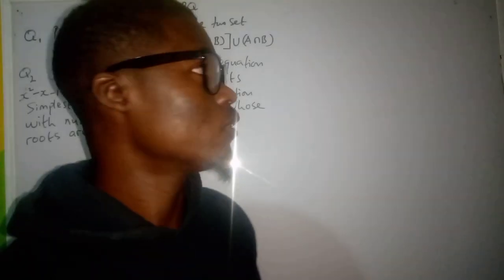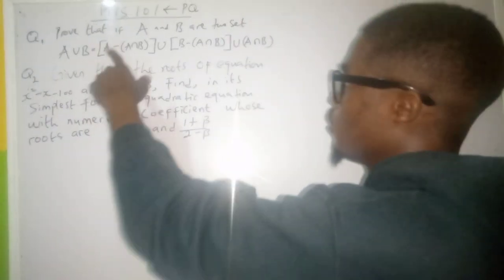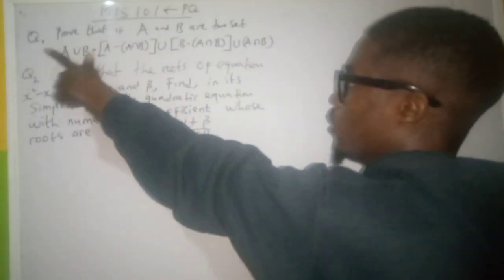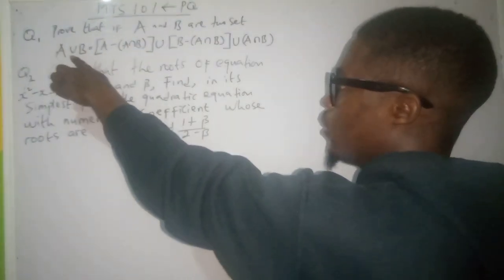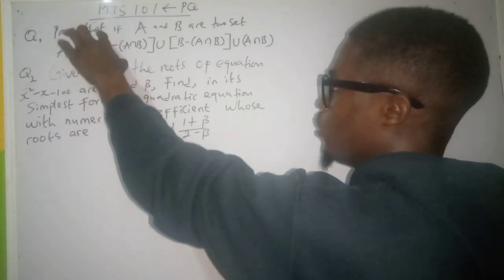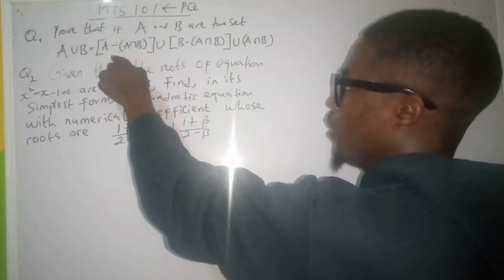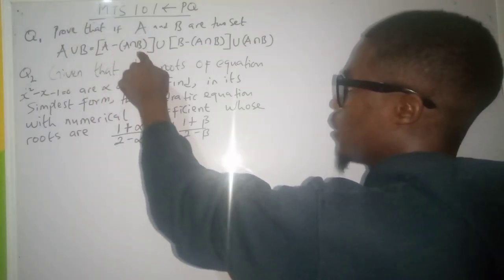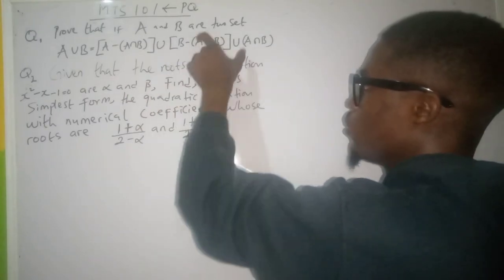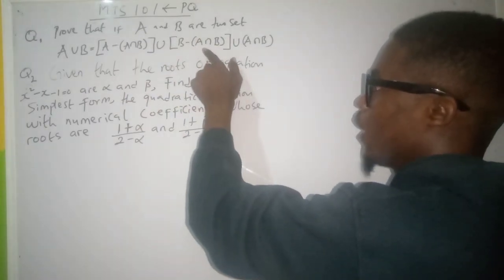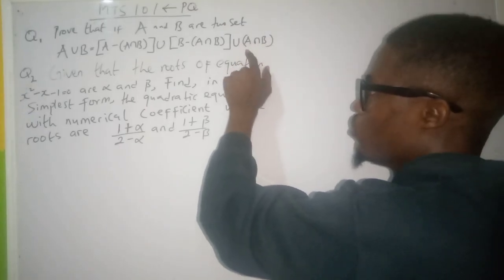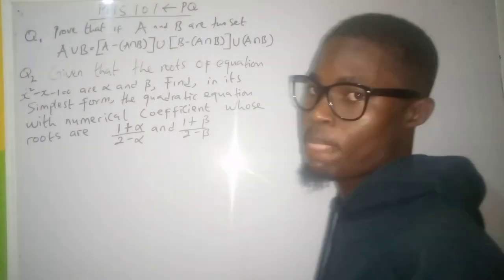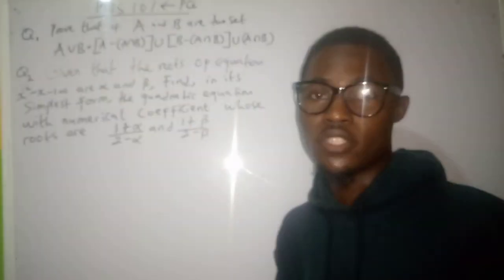Anyway, this morning we're going to be taking a look at these questions that we have here. So MTS 101. It says prove that if A and B are two sets, A union B is equal to (A minus A intersection B) union (B minus A intersection B) union A intersection B. So we are going to solve this first one.